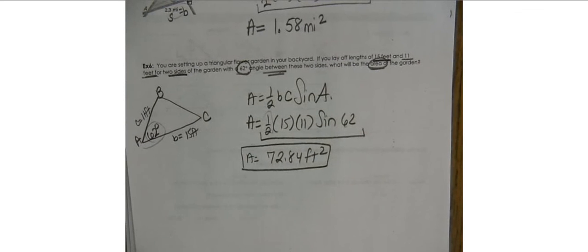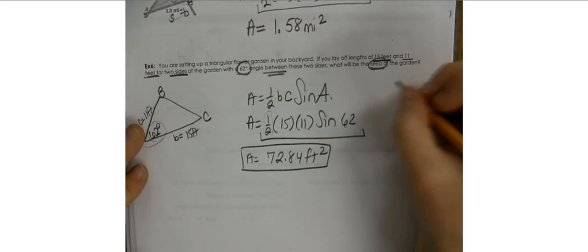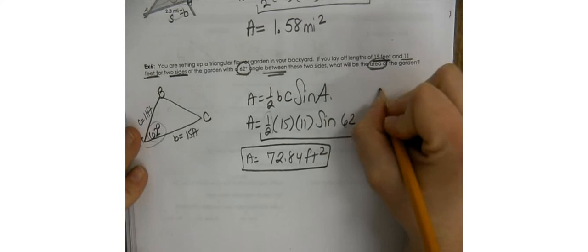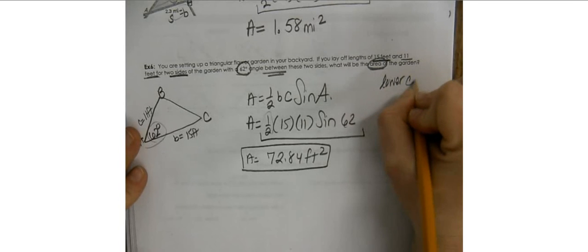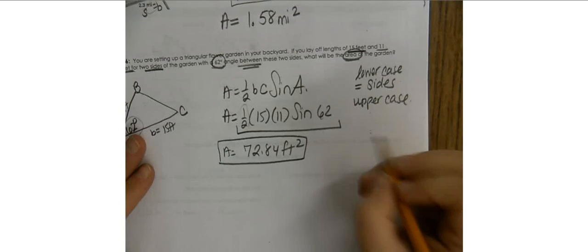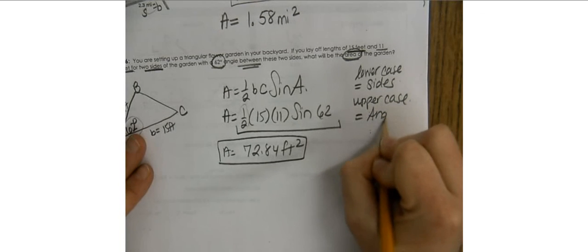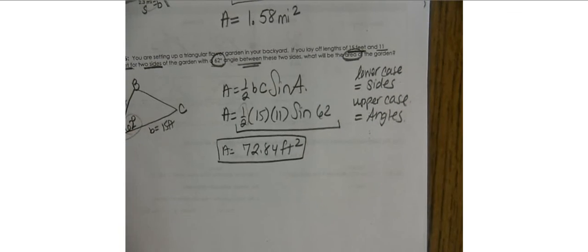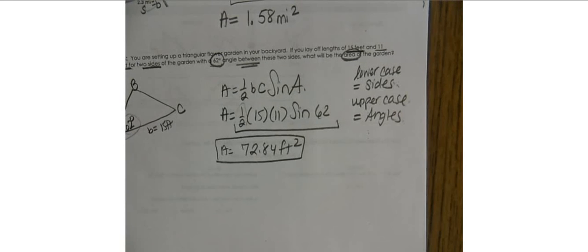Now, the one thing I need you to know for this video is that notice that I've worked with little letters and capital letters. Please note that the lowercase letters are equal to your sides, and your uppercase letters are equal to your angles. So please be careful whenever you're doing your homework that you pay attention to how you label your sides and angles. That is the end of today's lesson.